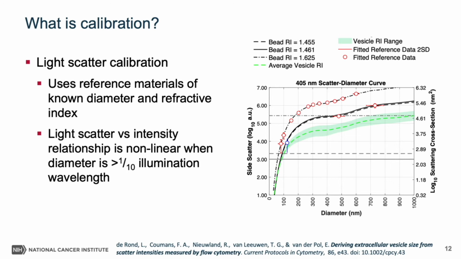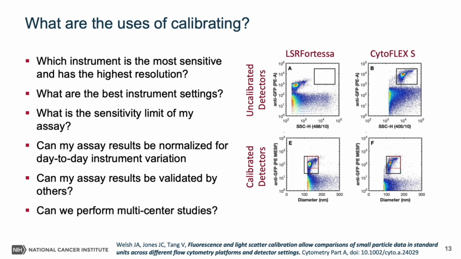So this is a more complicated parameter to calibrate when compared to fluorescence calibration, but today we'll demonstrate 2 dedicated software packages that will perform small particle light scatter calibration without needing to know the complex physics required to achieve it. So there are many reasons for why you'd want to perform calibration on a flow cytometer.